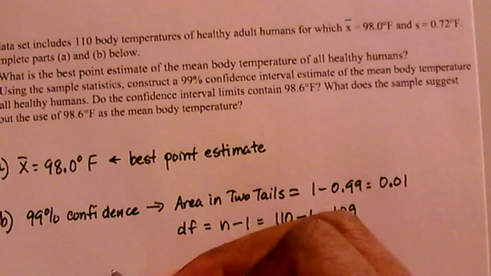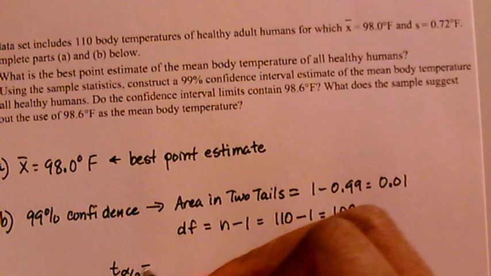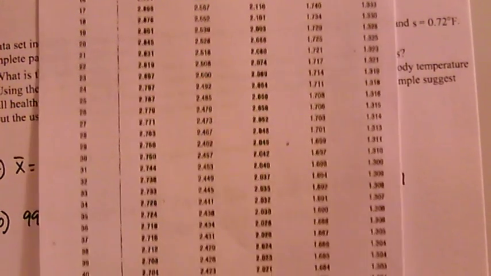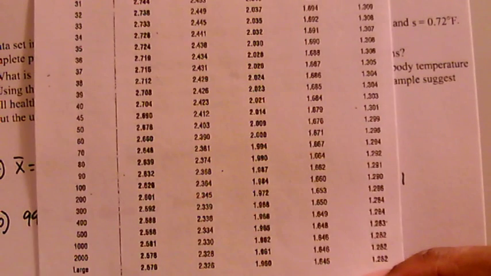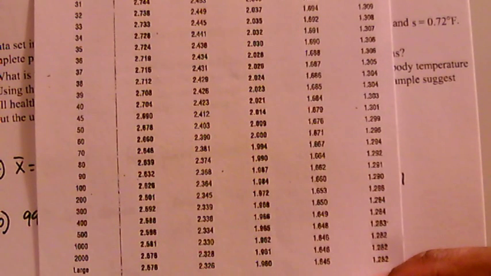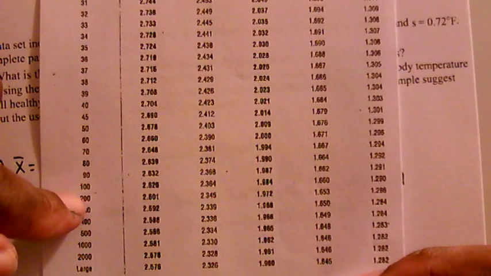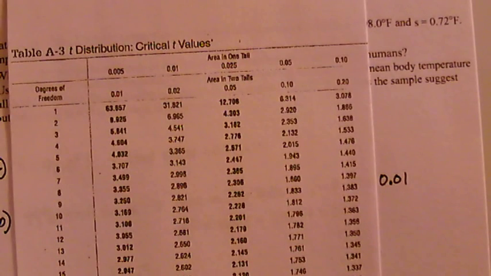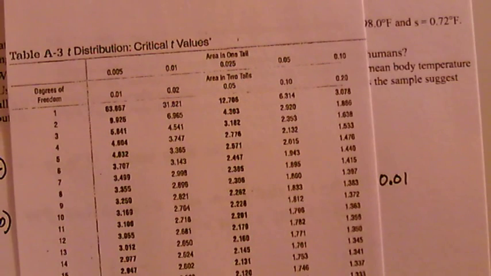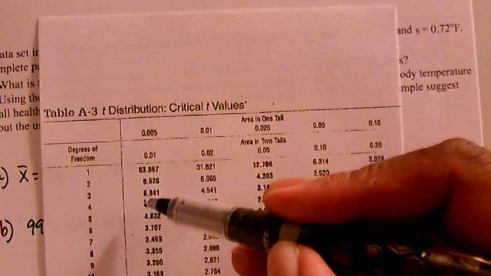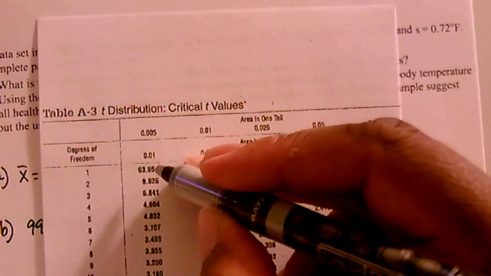Okay, now we need to find T of alpha over 2 using that table. Now, unfortunately, we're not going to find 109 in this table. So we're going to need to use a conservative value of 100. So 100 is here. Now, let me bring this down a bit. That alpha in two tails that we looked for was 0.01. That's going to be this first column right here. So follow along with me with this first column, and then go down to 100.